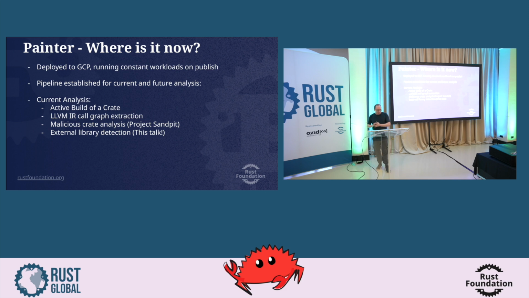So right now, like I said, we've been working on Painter for about a year. It's now deployed to GCP and also running constant workloads against the entire ecosystem and on publish. So when we want to run experiments, we can actually do one across the entire ecosystem, and all of this data has already been pulled in. We can also run it on publish, so as new crates are published, we have these being built again and the analysis being run again against that crate.